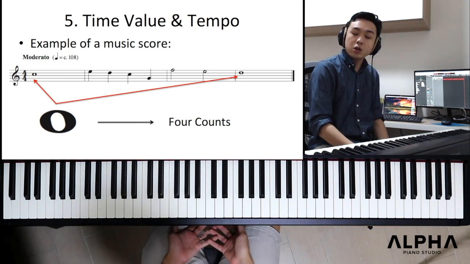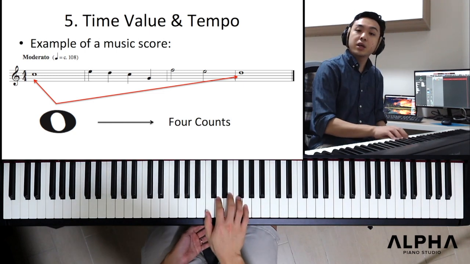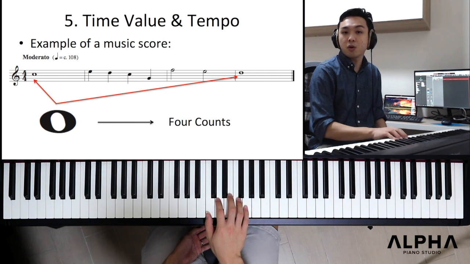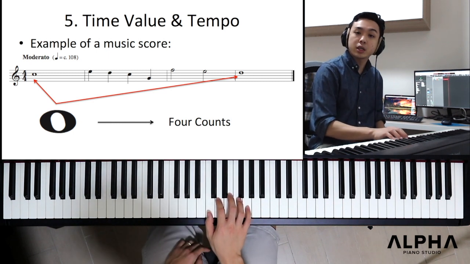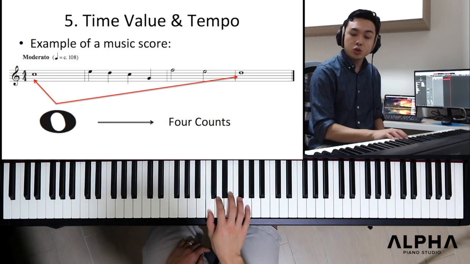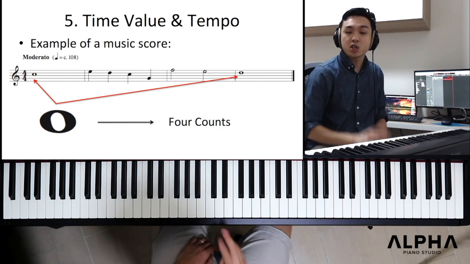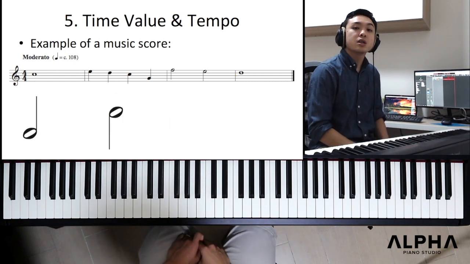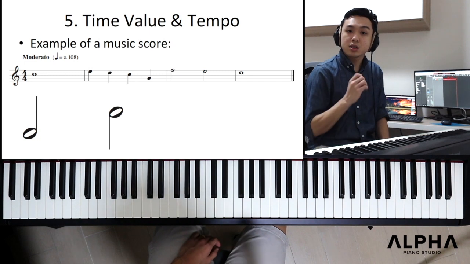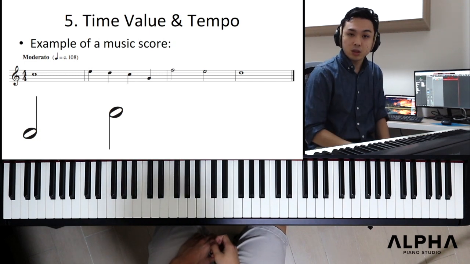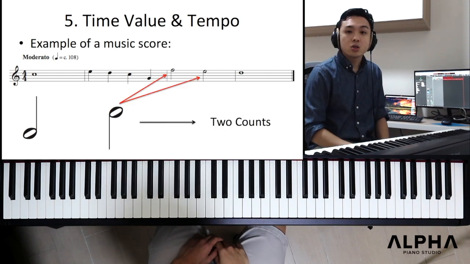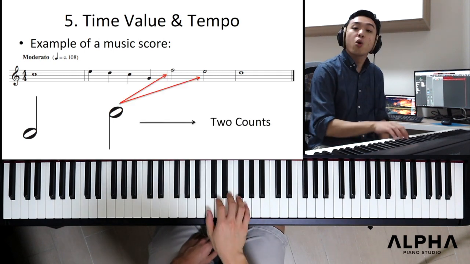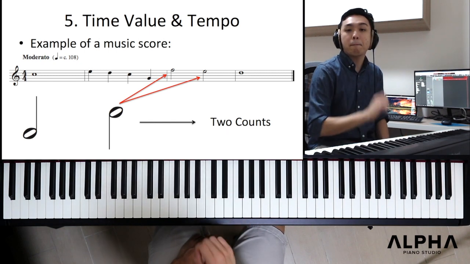So what does 4 counts mean? 4 counts means to play a note and hold it and count to 4 and let go. So it goes like this. For example, if I wanted to play a C note for 4 counts, it will go like that. 1, 2, 3, 4, up. So that's 4 counts. Now, if you see this symbol, this is a circle, but now with a tail. This symbol tells you to play the note for 2 counts. So 2 counts goes like this. 1, 2, up.